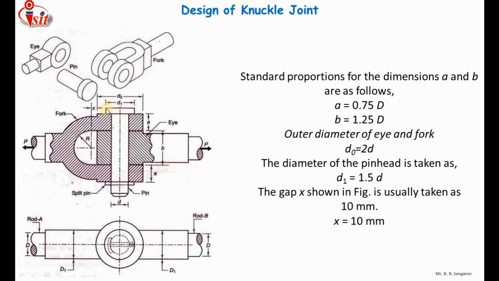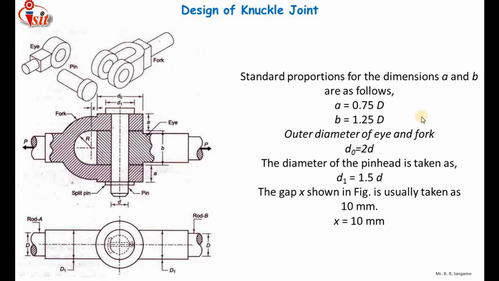Next is the diameter of pin head, D1. As per the empirical relation, it is 1.5 times the diameter of pin. Next is the gap X, which is a standard gap of 10 mm. Here you can see the gap X. So these are the empirical relations. These values can be calculated after the calculation of diameter of rod and diameter of pin. The outer diameter of eye and fork is related with the diameter of pin, and the thickness of eye and fork is related with the diameter of rod.